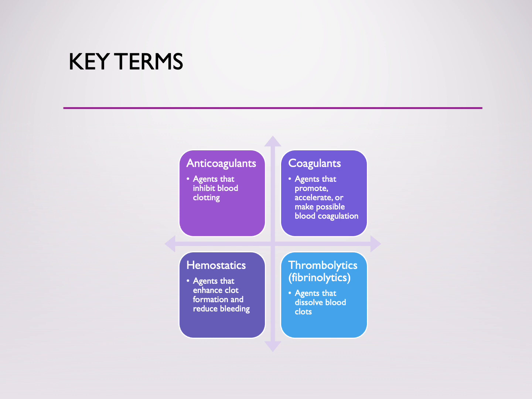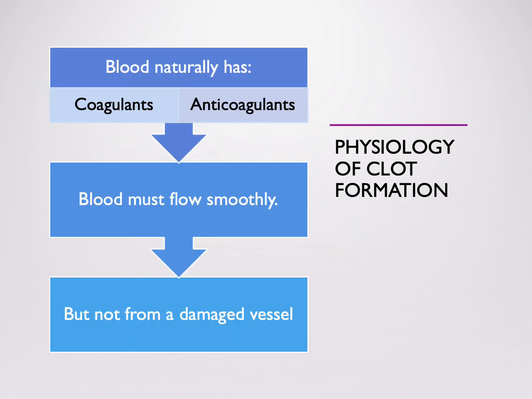So now that we have reviewed some important terminology, we're going to turn our discussion to the physiology of clot formation. Blood naturally contains both coagulants and anticoagulants, but anticoagulants are going to be dominant, and this makes sense because for blood to continue to flow through the circulatory system, it has to be in liquid form. So keeping blood in liquid form is the default mechanism, because if the heart is pumping, blood is flowing through our circulatory system and we don't want it to clot. A clot would cause a blockage.